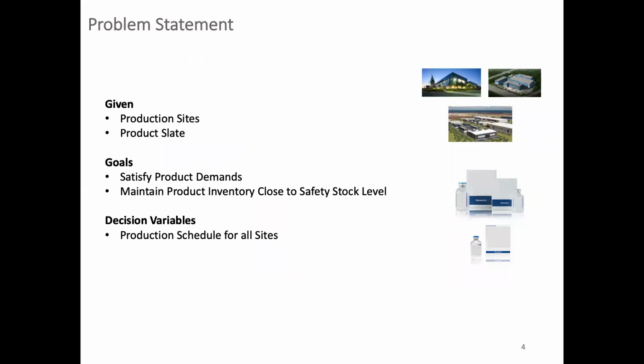Before going into the details of the model, let me give the problem statement. Given the data on production sites and the products they can manufacture, the goal is to satisfy the patient demand for these drugs and at the same time maintain the product inventory close to the safety stock levels. The decision variable in this setting is the production schedule, that is when, where, and how much of drug should be produced.